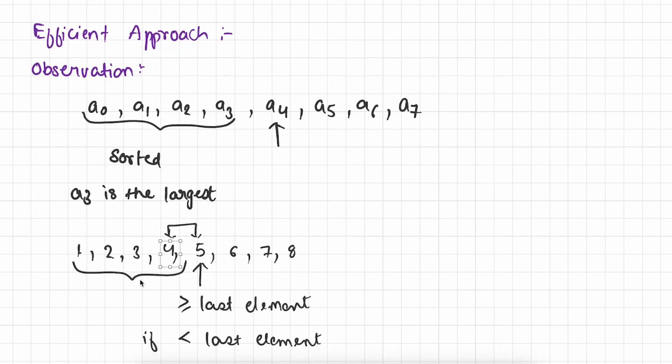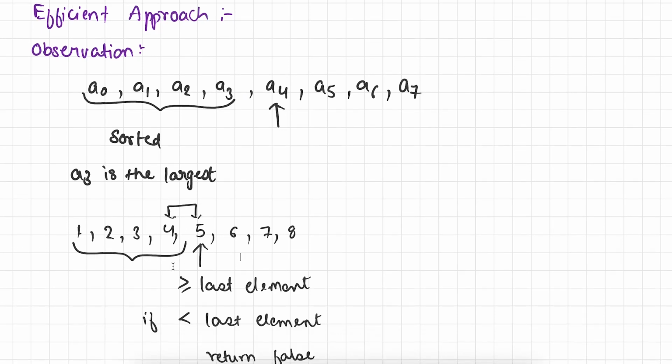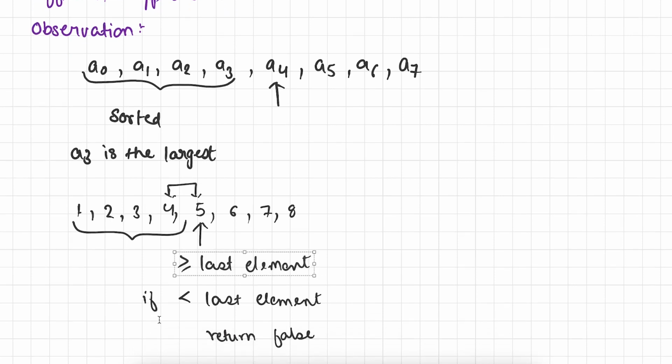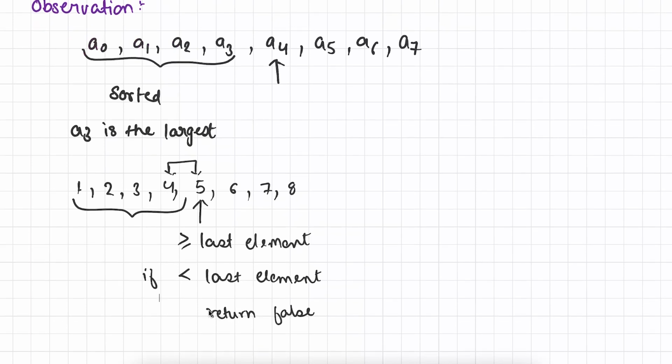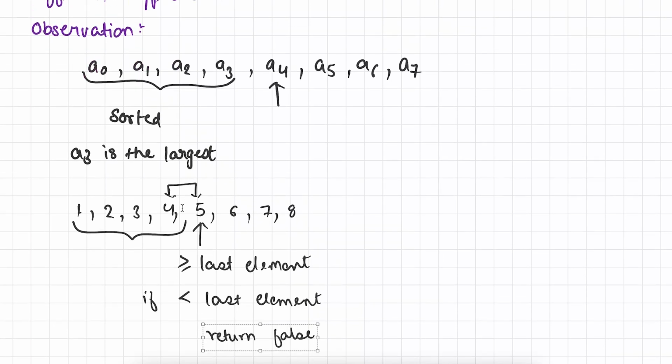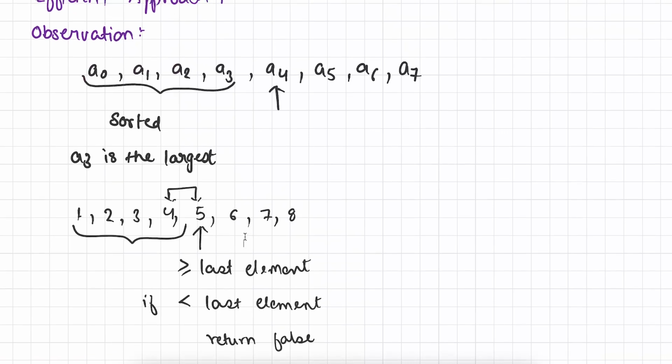Yes, obviously, because if elements from 1 to 4 are sorted, it means 4 is the largest element. And if we want that 5 is at the right position, it means the 5 should be greater than this element, because what happens in ascending order, all elements are always greater than its previous element. So it means it's going to be greater than or equal to last element. And if this element is not greater than, it means it is less than last element, then we simply return false. It means this element is on the wrong position, or we can say that this element is out of order.